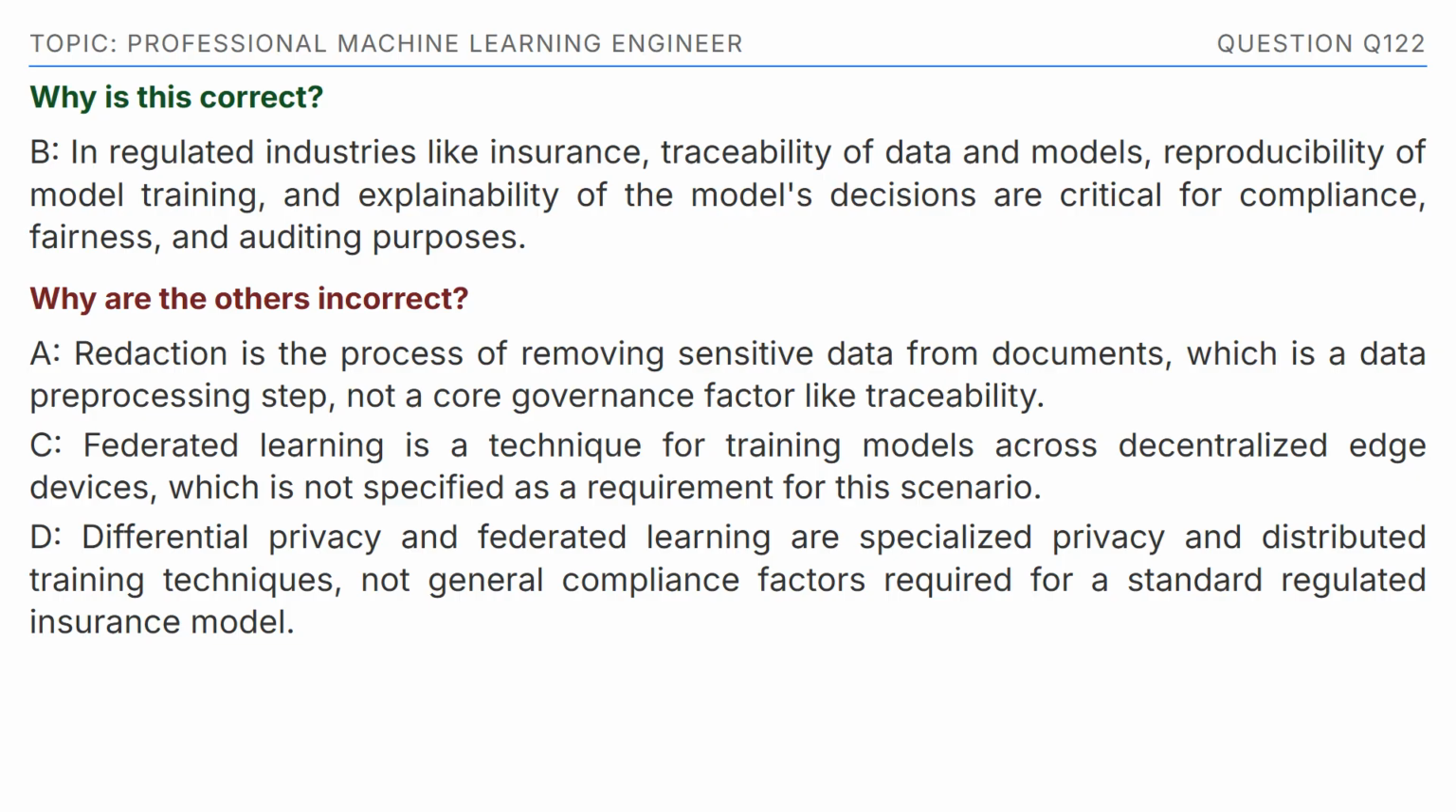Why are the others incorrect? A. Redaction is the process of removing sensitive data from documents, which is a data pre-processing step, not a core governance factor like traceability. C. Federated learning is a technique for training models across decentralized edge devices, which is not specified as a requirement for this scenario. D. Differential privacy and federated learning are specialized privacy and distributed training techniques, not general compliance factors required for a standard regulated insurance model.